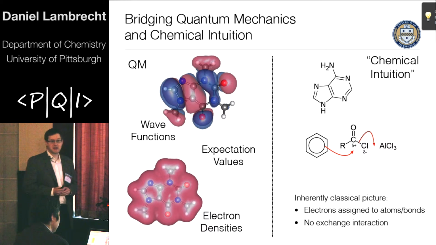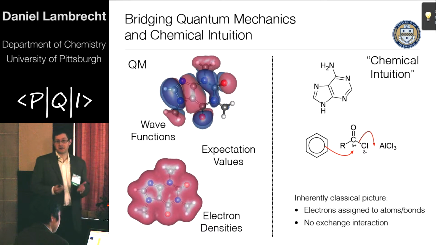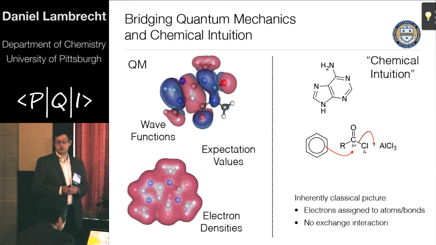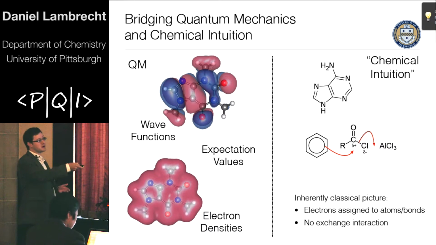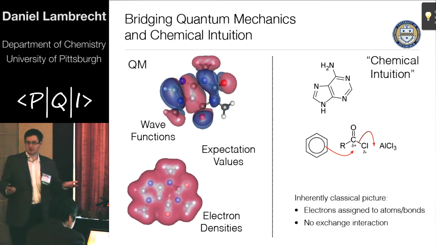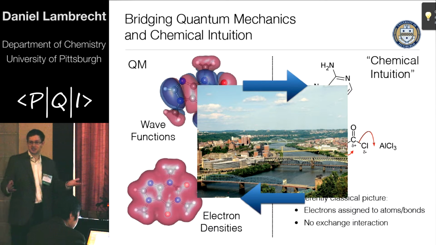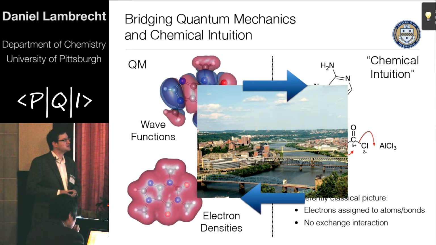There's this notion of chemical intuition where there are atoms, and to each atom we assign a certain number of electrons, and once a certain shell is filled, we know the atom is happy. If there's a pair of atoms, they can share a number of electrons to form bonds, and then basically all of chemistry is about moving around electron bonds to form chemical reactions. Now, since we're in Pittsburgh, the goal of this talk is to show how we can bridge quantum mechanics and this notion of chemical intuition.